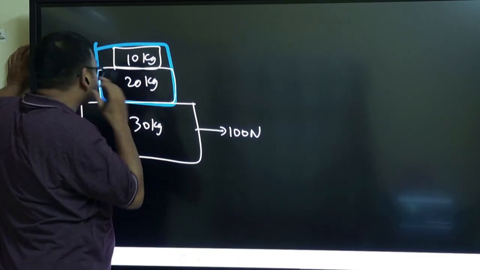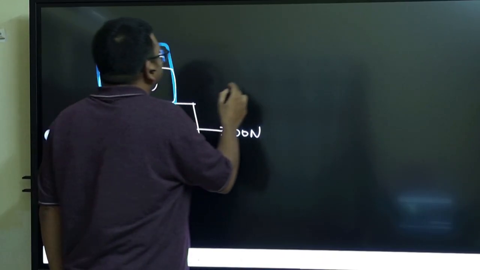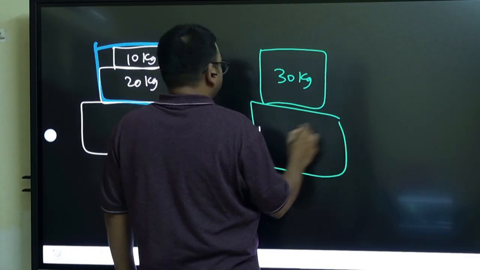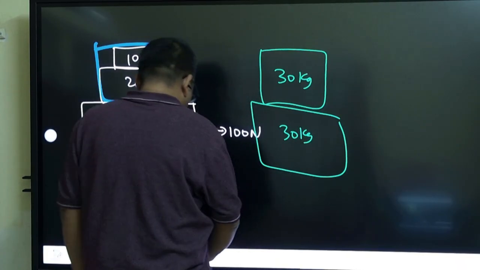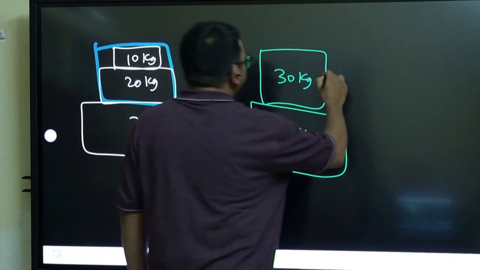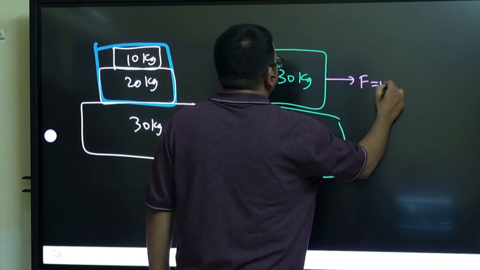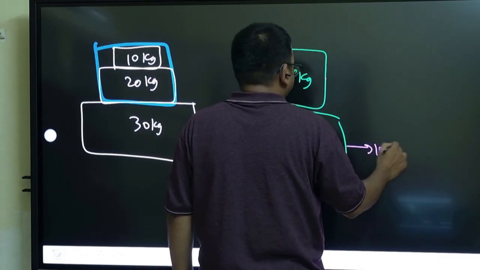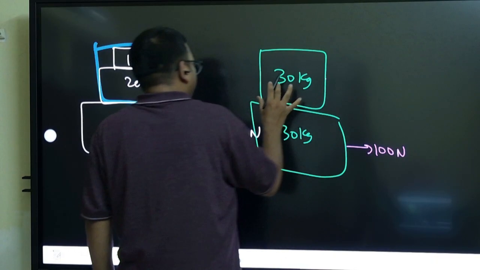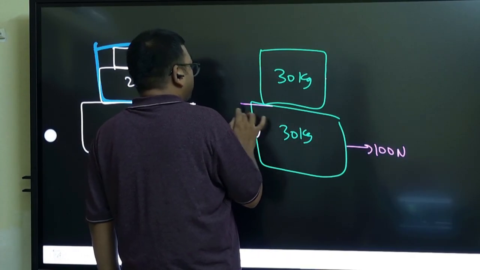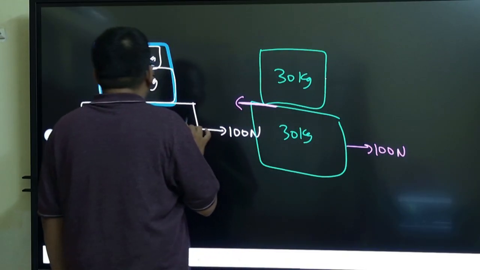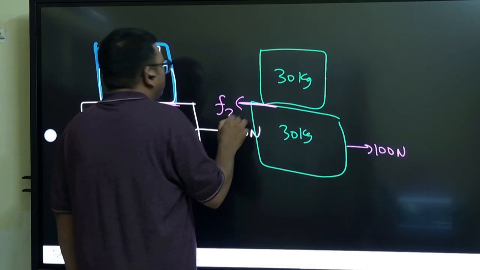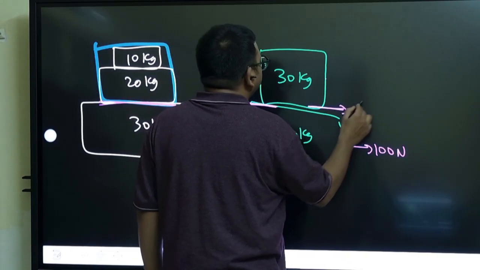And then what will happen? This will become 30 kg, and this will become 30 kg. So we have applied force on the lower one, 100 Newton. So this upper block will try to resist this, so it will apply friction this way. This time we are calculating F2 first. Same F2 will be acting on this here, like this.